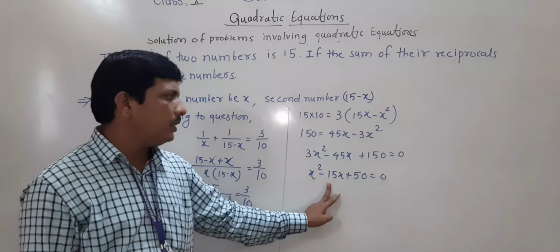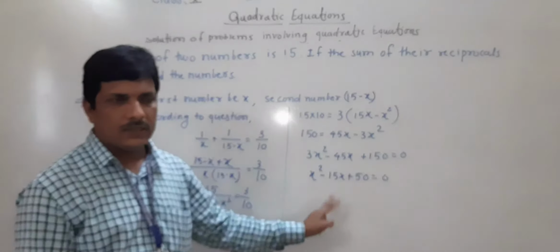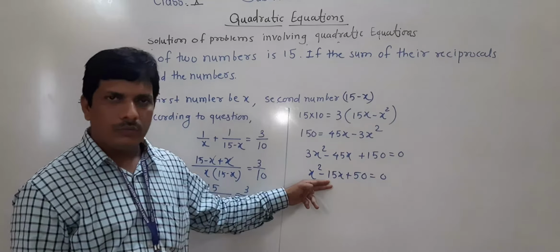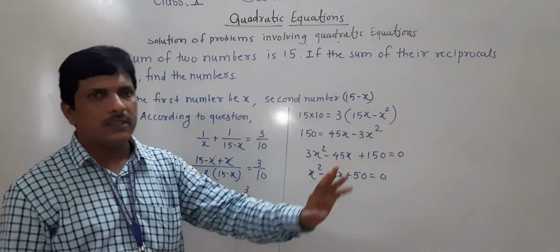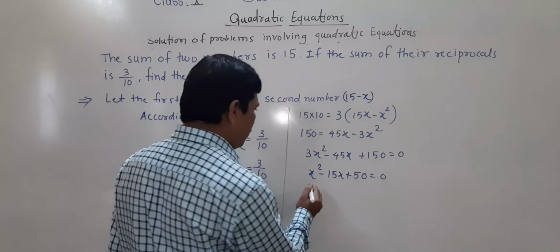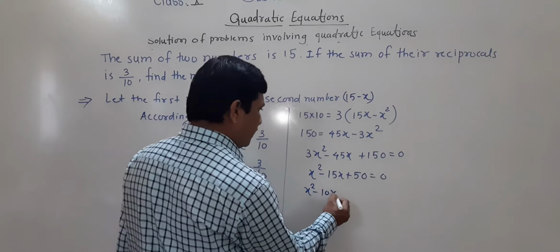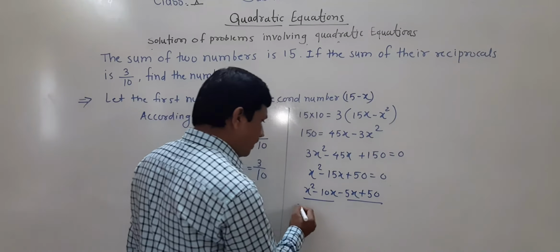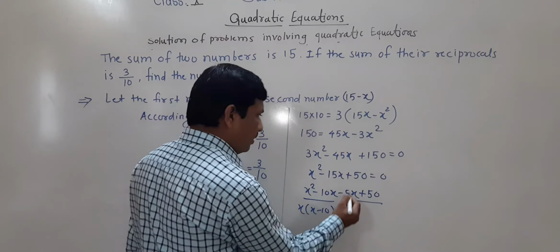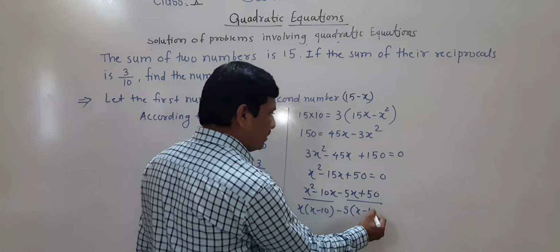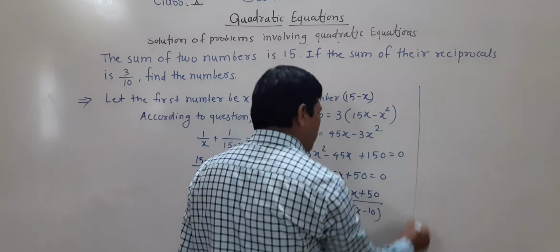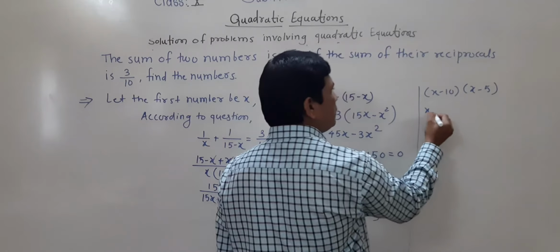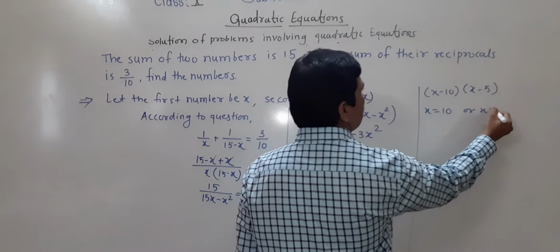Okay, so you will get minus 10 minus 5 will give minus 15, and minus 5 into minus 10 will be plus 50. Okay, so that is the right way. So I am taking that x square minus 10x minus 5x plus 50. So from this you will take x common, x minus 10, from this you will take 5 common, x minus 10, 5 tens are 50. So your first bracket is x minus 10, second bracket is x minus 5. So x is equal to 10 or x is equal to 5.